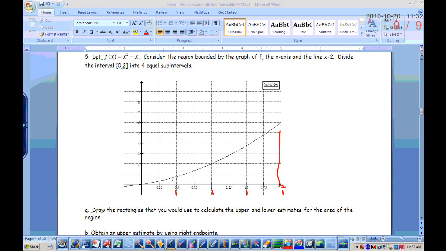I'm going to do upper first. So upper, that first interval, would that be reasonable? Okay. And then between the other two, like that. Okay. Is this a left or a right estimate? Good, right.